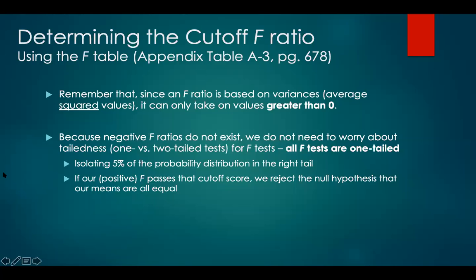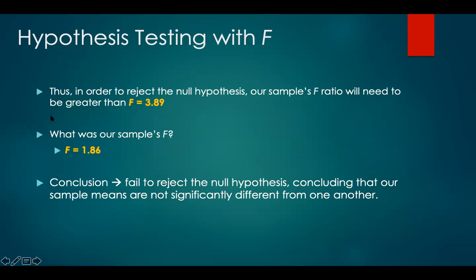So remember that since the F ratio is based on variances or average squared values, it can only take on values greater than 0. Because negative F ratios don't exist, we don't need to worry about the tailedness, so one or two-tailed tests, for F tests. All F tests are one-tailed, so they isolate 5% of the probability distribution in the right tail. So if our positive F passes that cutoff score, we can reject the null hypothesis that our means are equal. So in order to reject the null hypothesis, our sample's F ratio will need to be greater than 3.89.